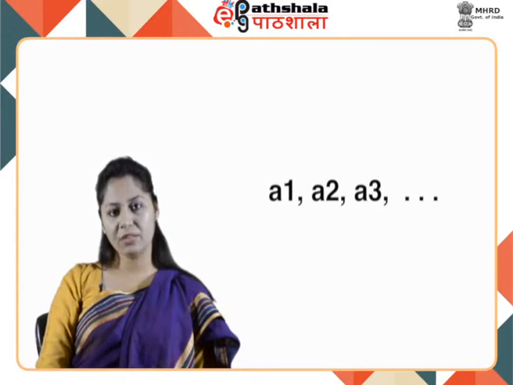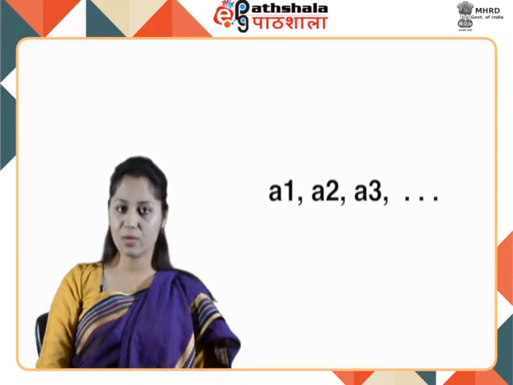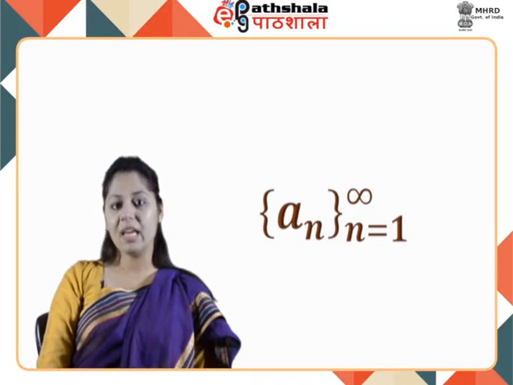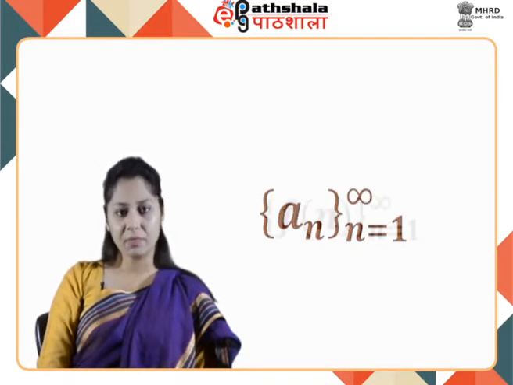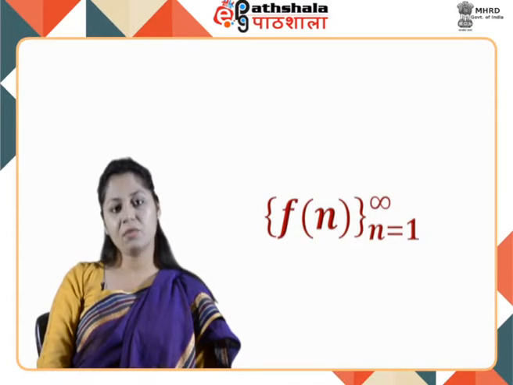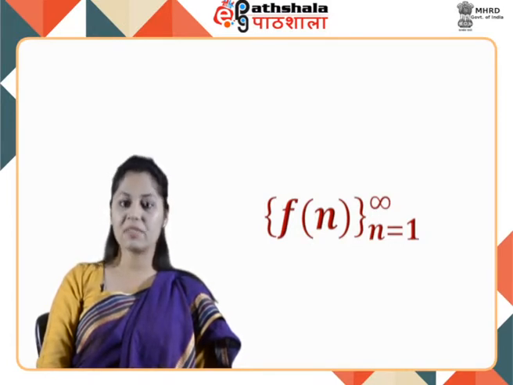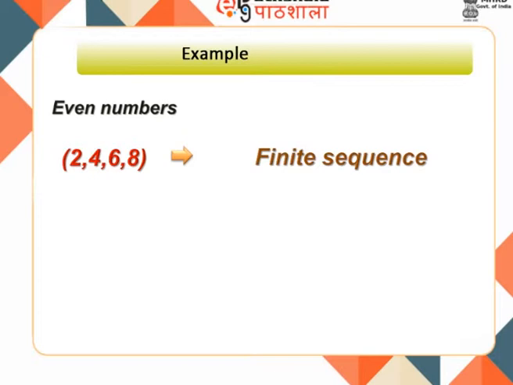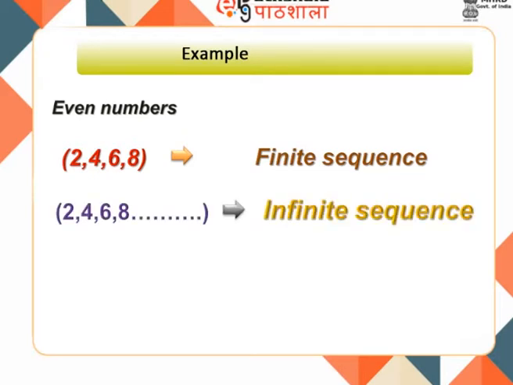Sequences are written in a few different ways, all equivalent. A1, A2, A3, where A1 gives the first term, A2 gives the second, and so on. An, n from 1 to infinity, where an is the nth term, and f(n), n from 1 to infinity, where f(n) gives the nth term. For example, the first four even numbers 2, 4, 6, 8 form a finite sequence. Similarly, an infinite sequence of all positive even numbers is written as 2, 4, 6, 8 and so on.